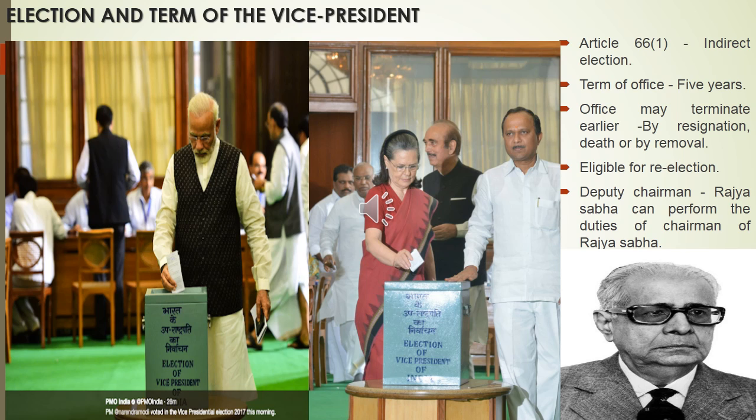Suppose the post of the President and also the Vice President lie vacant, then the Chief Justice of India works as President. This situation happened in 1969, when Chief Justice M. Hidayatullah was appointed as the President of India. Such an incident happened in India in the year 1969.